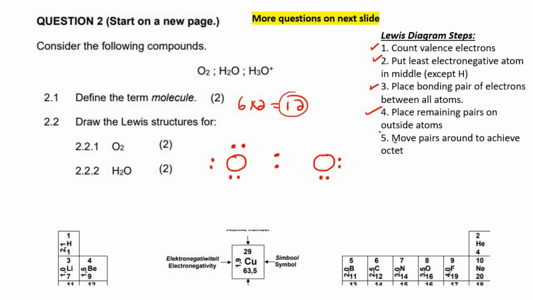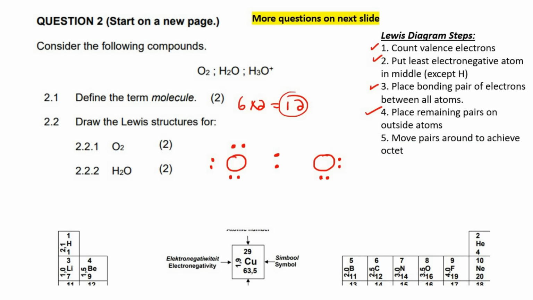Step 5, move the pairs around so that you can achieve the octet. The octet tells us that you need to make sure that the atoms have 8 electrons around them. Obviously, there are exceptions. For example, hydrogen does not obey the octet rule, and there are like 1 or 2 others. But the main one is that hydrogen does not need 8, it only needs 2.